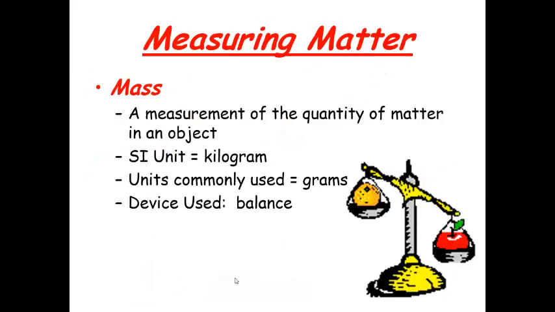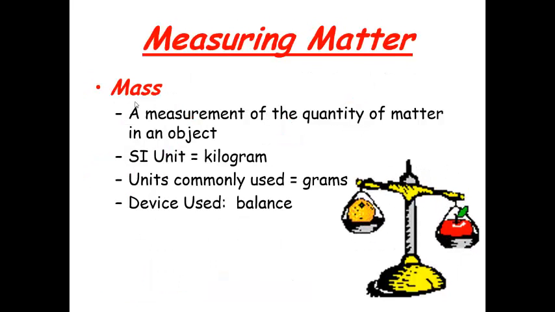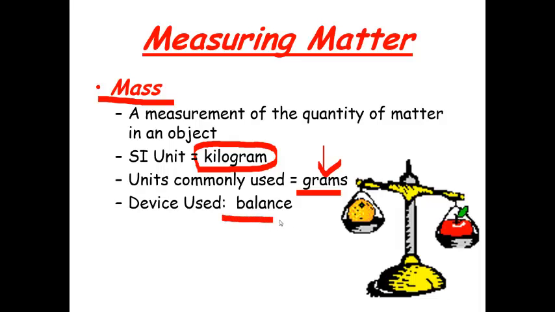If you're going to measure mass, you're measuring something's mass. It's a measurement of the quantity of matter in an object. So the SI unit of that is the kilogram. We commonly, of course, use grams because a kilogram of chemical would be a ton. Not really, but a gram is much more reasonable. And the proper device to use, of course, is the balance. We've used that a couple of times this year.